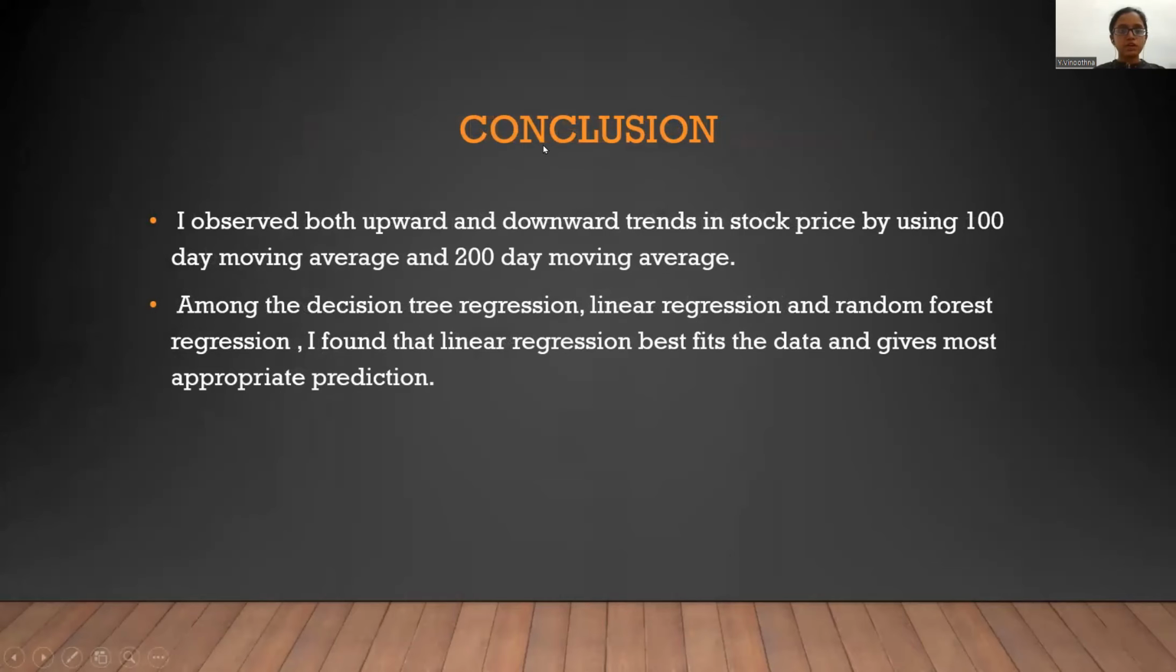So in conclusion, I conclude the presentation by giving the conclusions that I have observed. From the 100-day moving average and 200-day moving average, I have found that there is both an upward trend and a downward trend in the closing price. And among the Bayesian tree, linear regression and random forest, we have seen that linear regression best fits the data from the graph, and it will give the most appropriate prediction of the closing price.